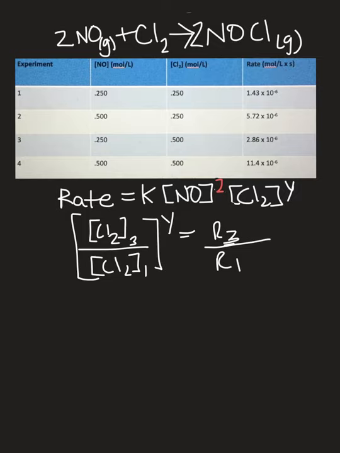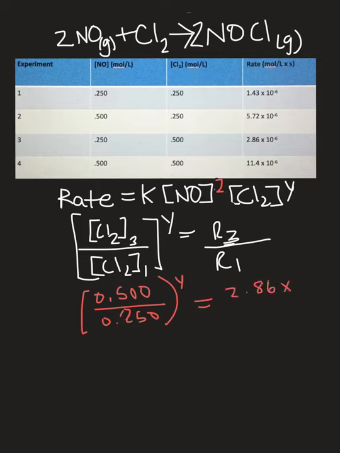So our concentration of chlorine gas in our second experiment is 0.500, and in our first experiment it was 0.250. So this is all raised to the exponent y, and then in our third experiment's rate, we have 2.86 times 10 to the negative 6, and we're dividing by that rate from our first experiment. So we have 1.43 times 10 to the negative 6.